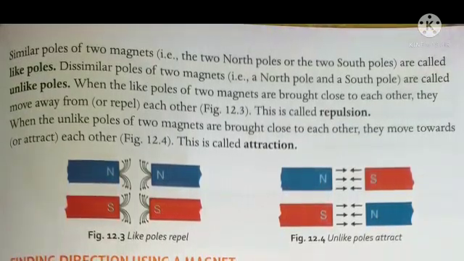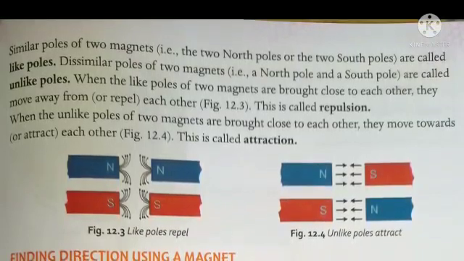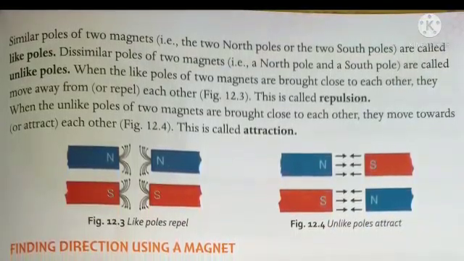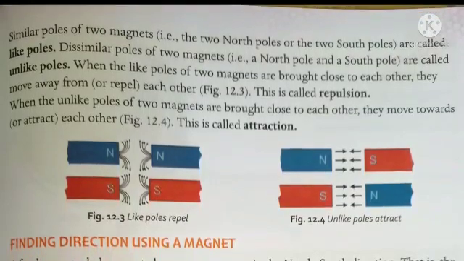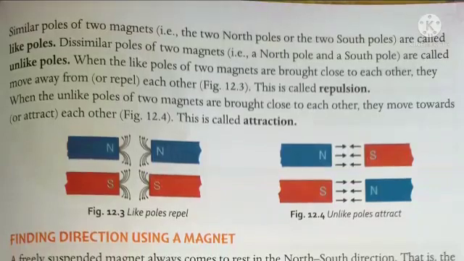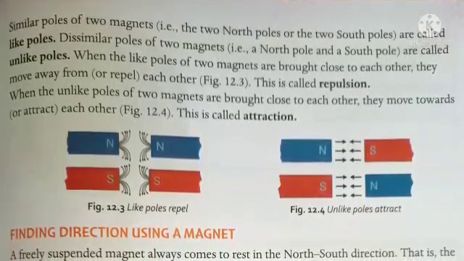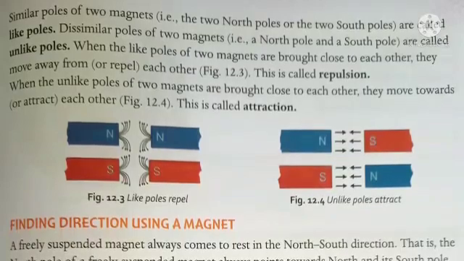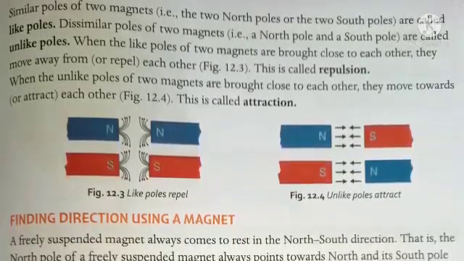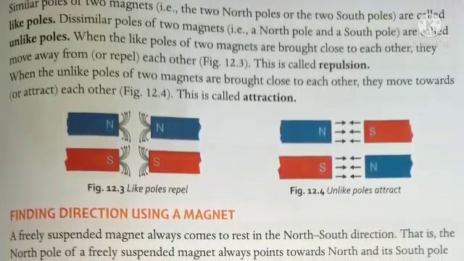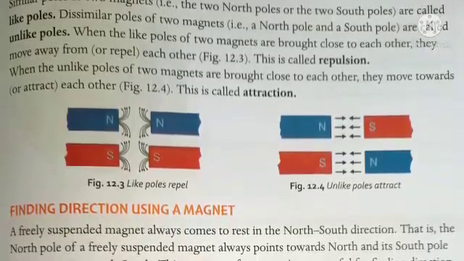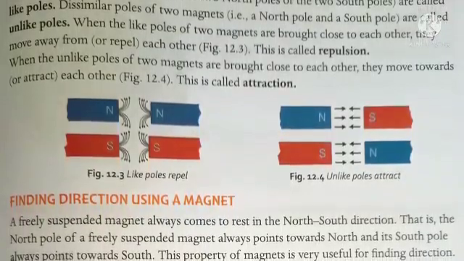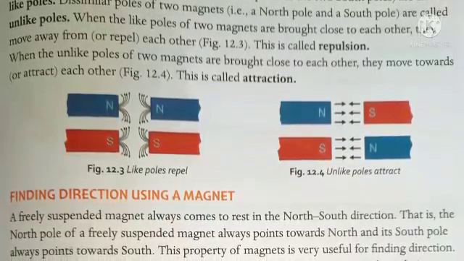When two magnets are brought close to each other, they are either pulled towards each other or pushed away from each other. When the magnets are pulled towards each other, they are said to attract each other, while when they are pushed away from each other, they are said to repel each other. When like poles of magnets, like north north or south south, are brought close together, they repel. This is called repulsion. And when unlike poles of magnets, like north south or south north, are brought close to each other, they attract. This is called attraction, as you can see in the diagram, figures 12.3 and 12.4.